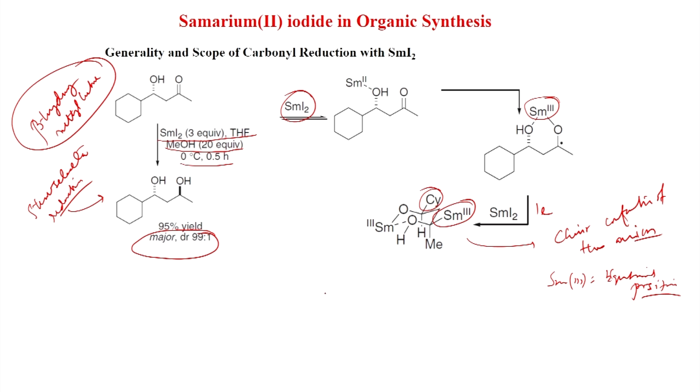And methyl is here, and this oxygen and the OH is coordinating with another molecule of samarium. And here you can see this cyclohexyl and methyl are on the opposite side, and here we will give first this alcohol, of course, this OH cyclohexyl.